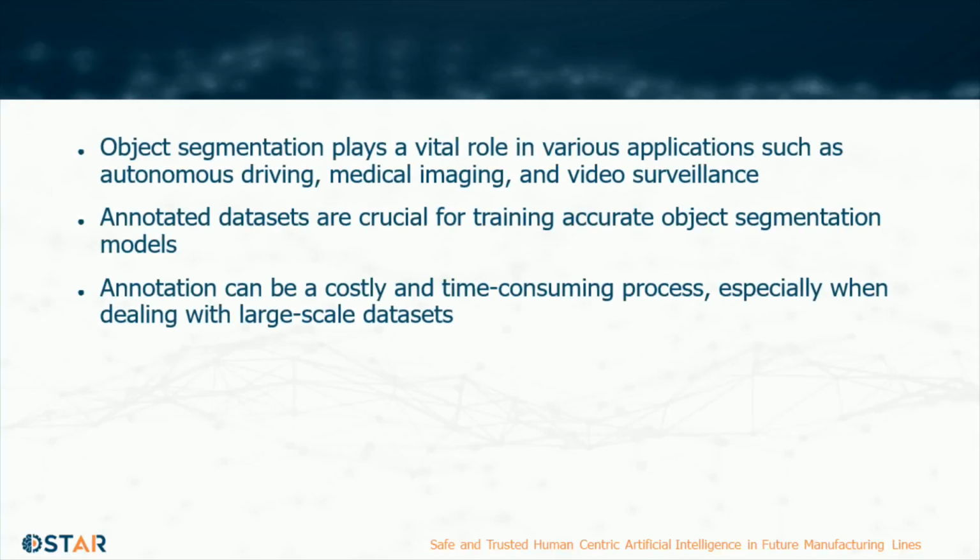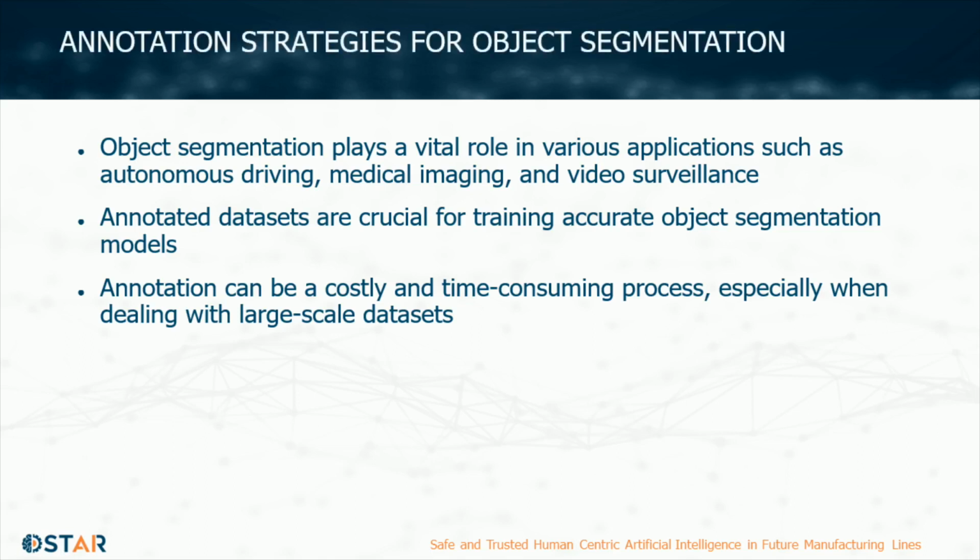In the field of computer vision, object segmentation plays a vital role in various applications such as autonomous driving, medical imaging, and video surveillance. Annotated datasets are crucial for training accurate object segmentation models. However, annotation can be a costly and time-consuming process, especially when dealing with large-scale datasets. In this tutorial, we will explore annotation strategies specifically designed for object segmentation tasks.